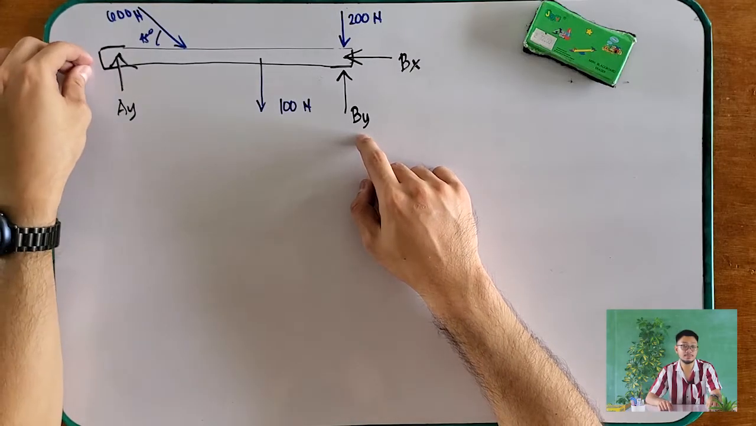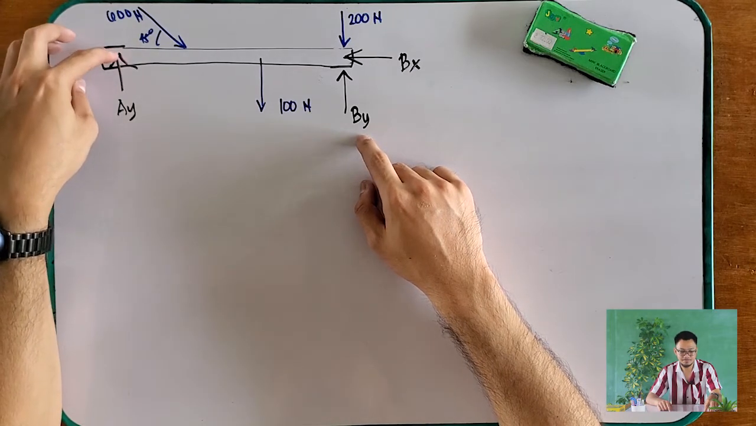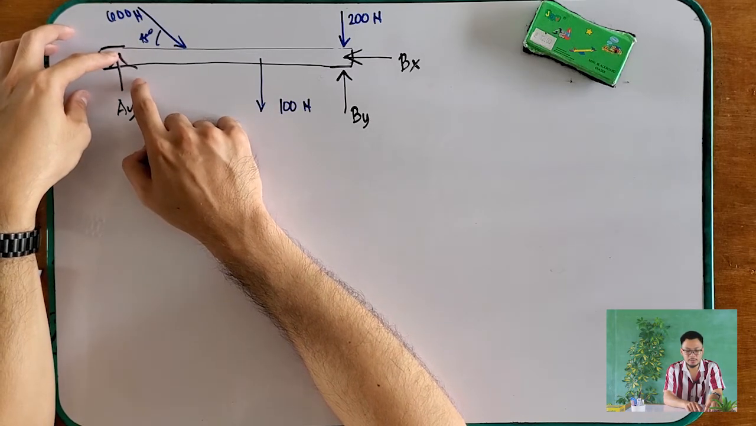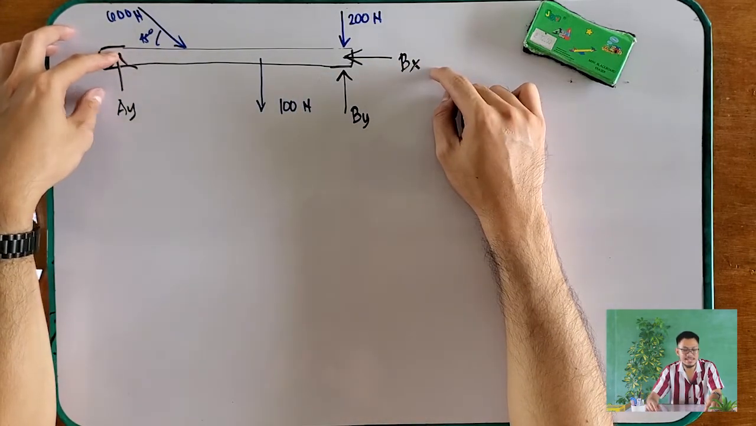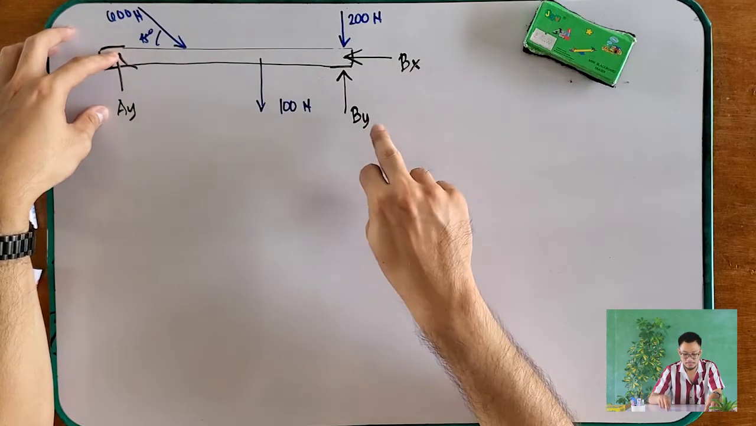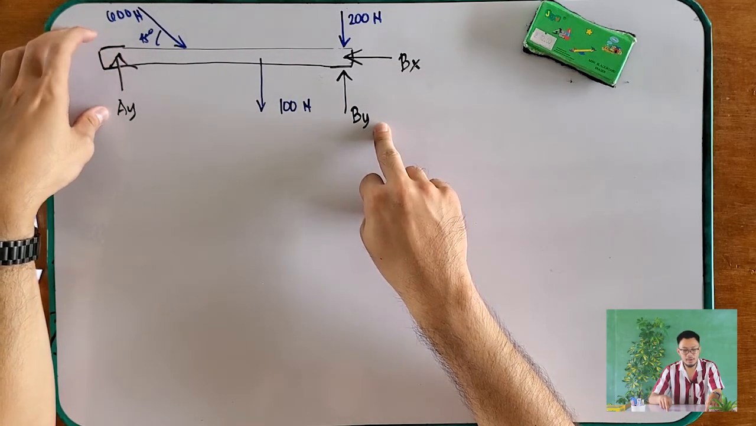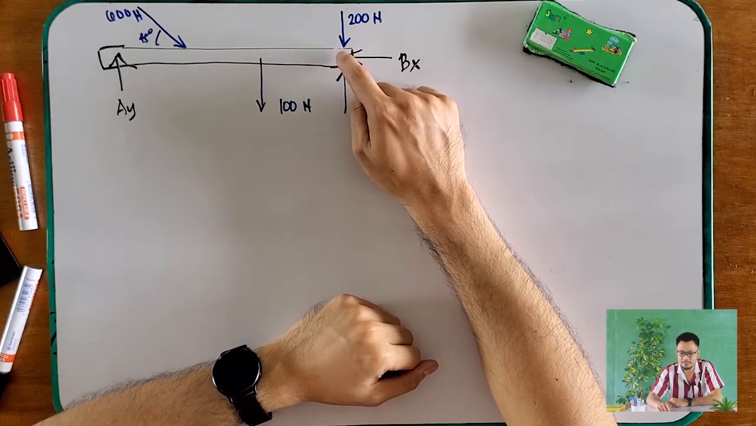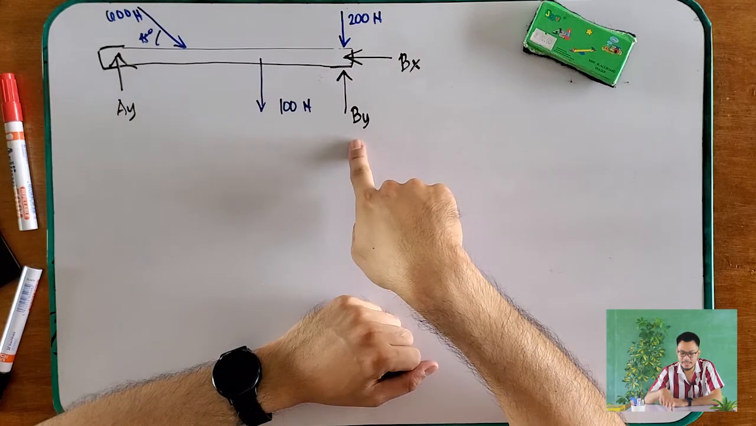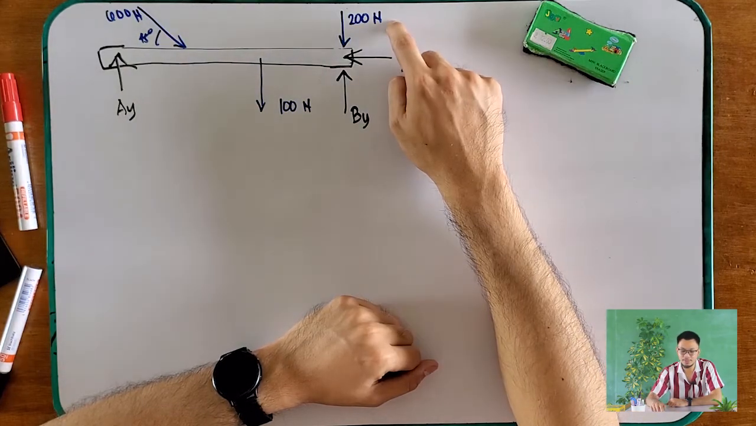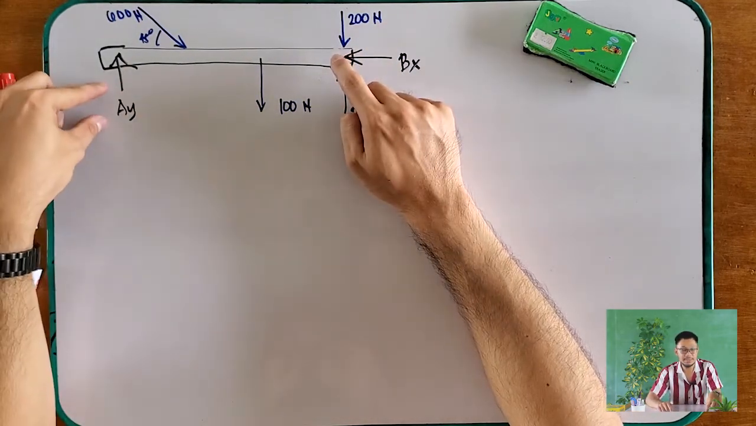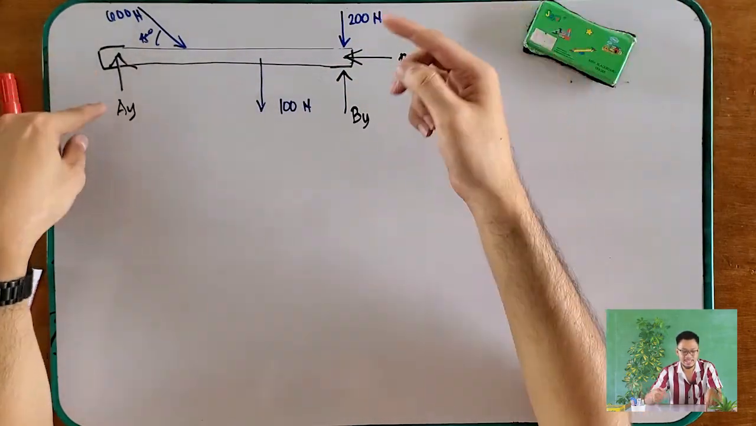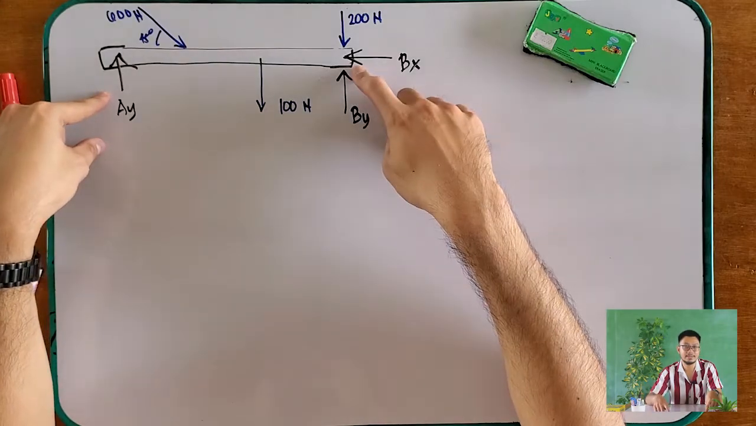Can we sum the moments at A_Y? If we sum the moments about A_Y, B_X and A_Y cancel, and we can solve for B_Y. Or, on the other hand, we can also sum the moments at point B so that B_Y, B_X, and the 200 newtons cancel, and we can solve for A_Y. You can choose either to take moments at A_Y or at B_Y.